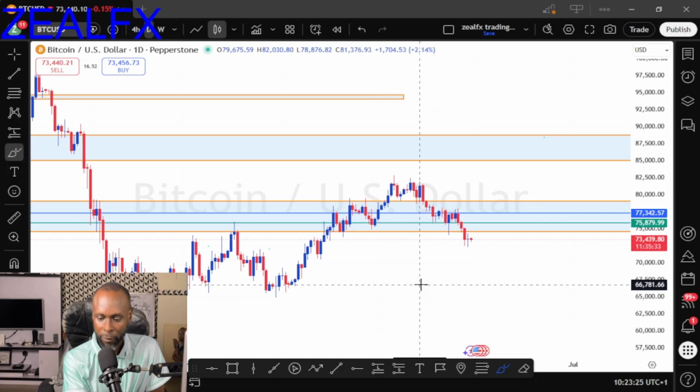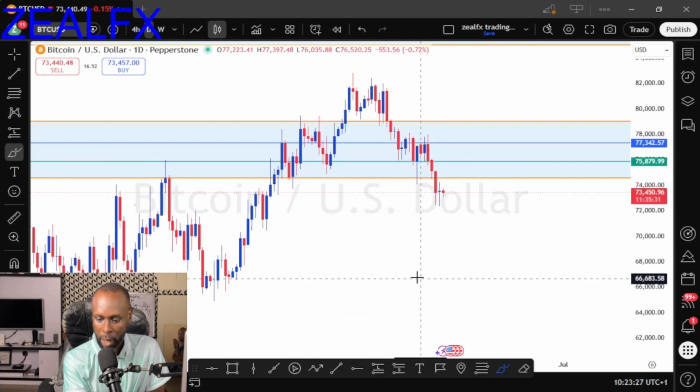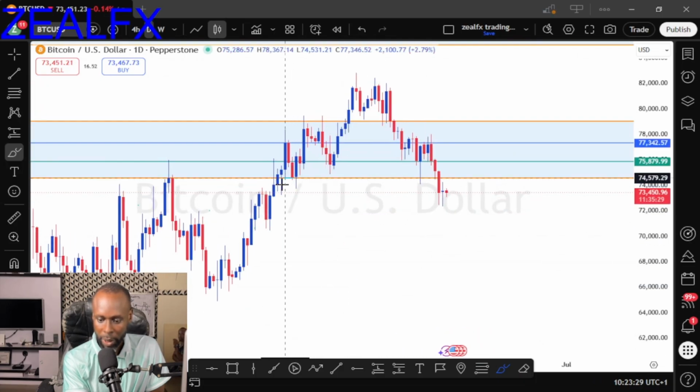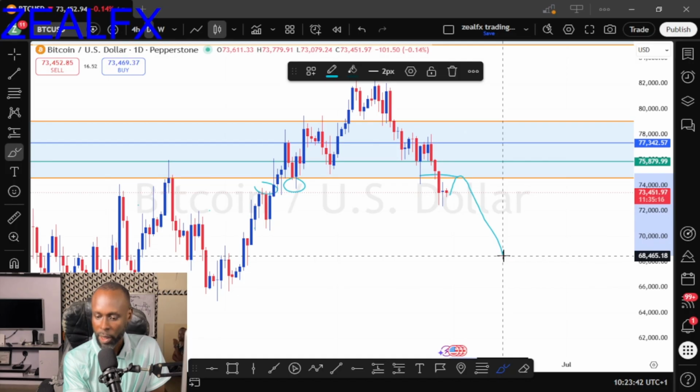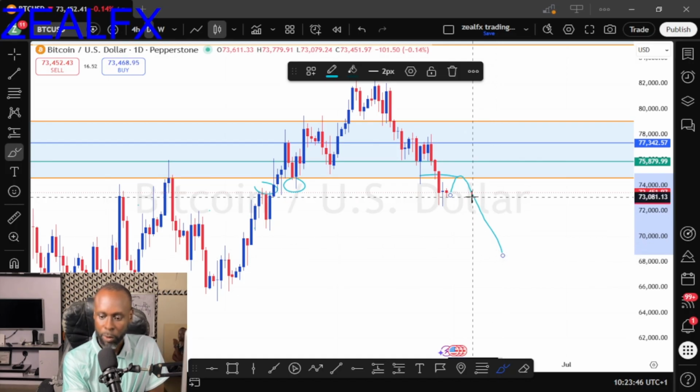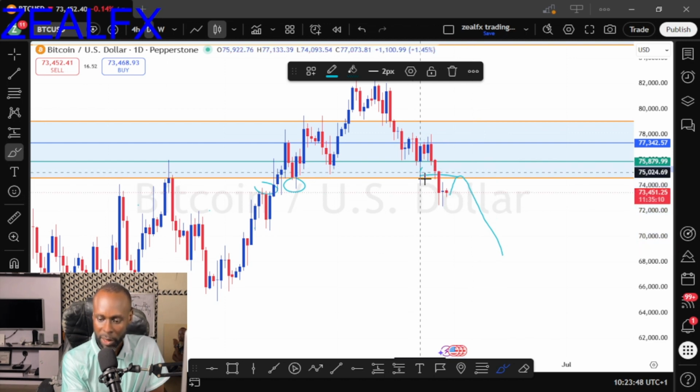On my daily time frame, we currently have price breaking below this support, converting it to resistance, and also converting this level to resistance. All we need now is for price to retest this level, these areas, and start looking for more sells for the BTC USD. So we have to be patient and look for more sell opportunities when price retests this resistance for the BTC USD.